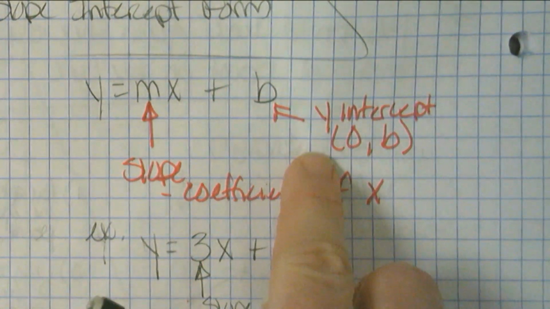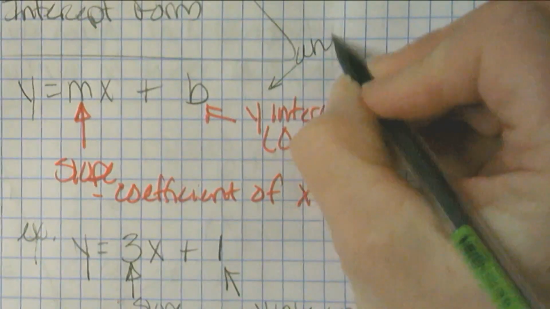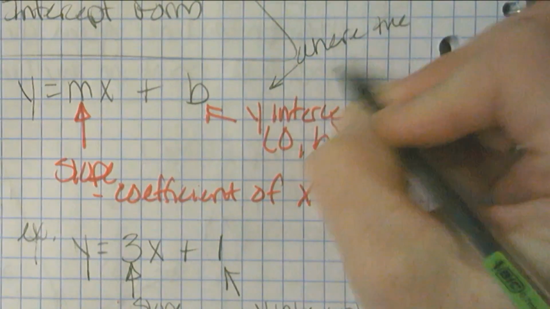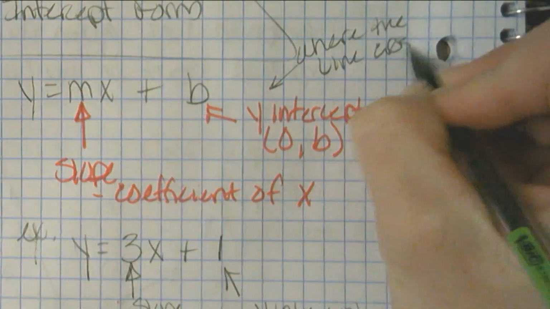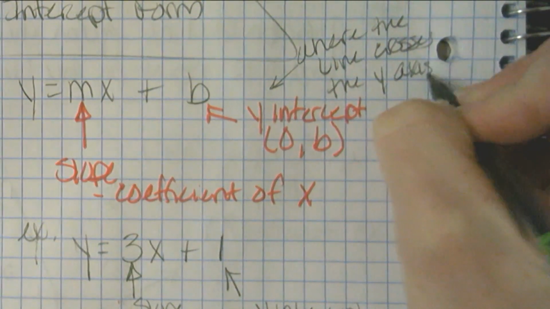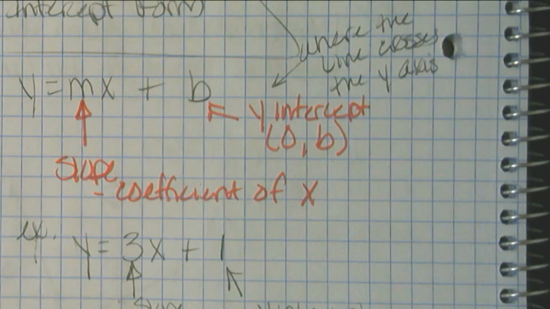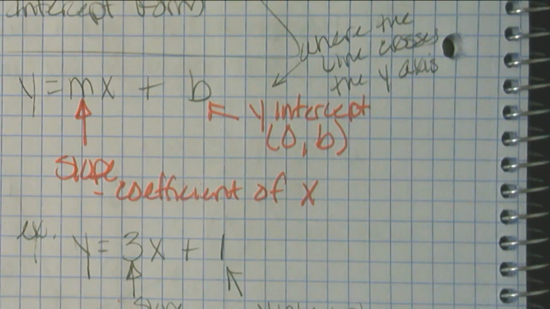Your y-intercept. Y-intercept means this is where the line crosses the y-axis. That is what your y-intercept means. It's where your line crosses the y-axis. Every single y-intercept has 0 as its x term, because I haven't gone left or right away from the origin.